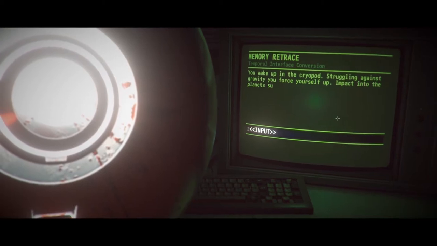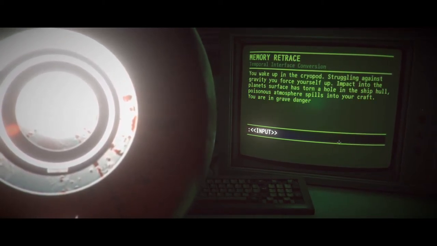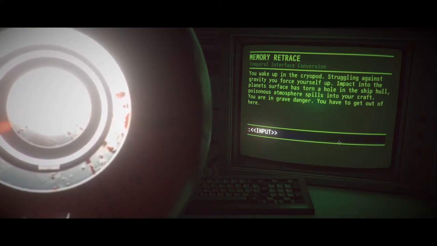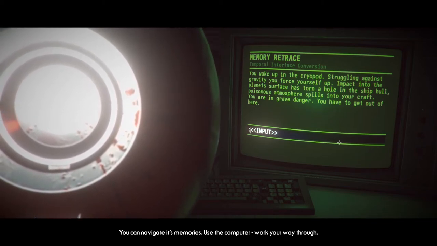Wake up. Oh, okay, it's another one of these. In the cryopod, struggling against gravity as you force yourself up. Impact to the planet's surface has torn a hole in the ship. Poisonous atmosphere spills into your craft. You are in grave danger. You have to get out of here.